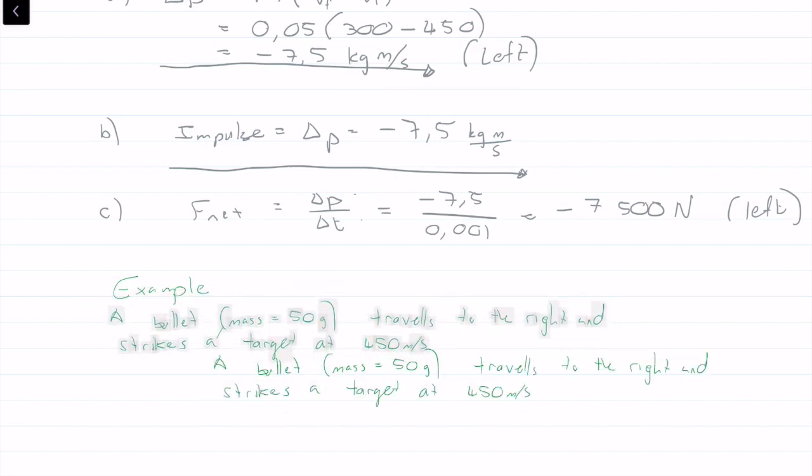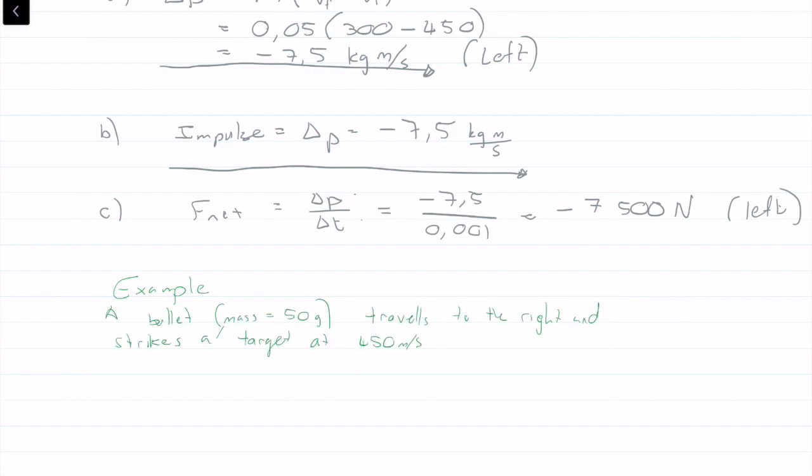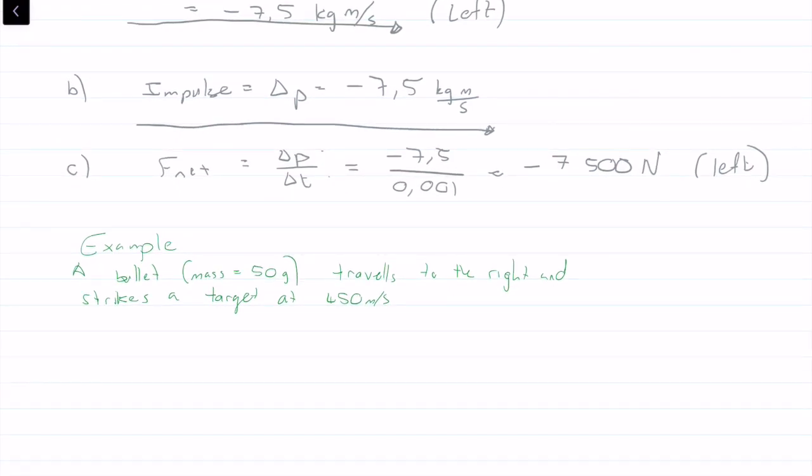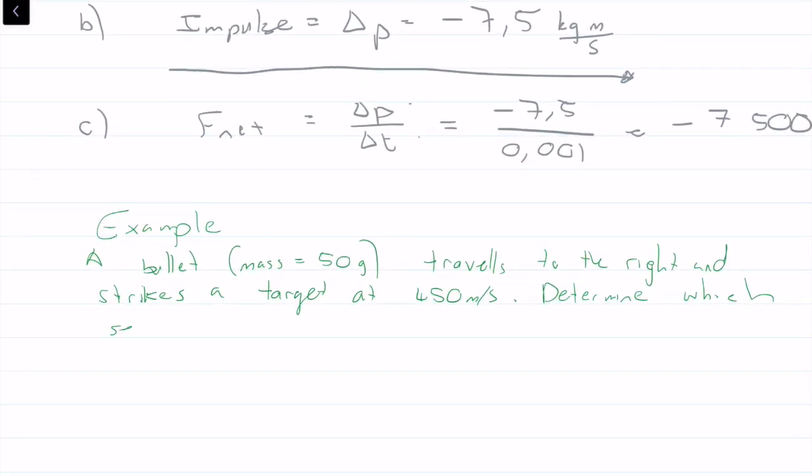Okay, so we have a very similar scenario right here. A bullet has a mass of 50 grams, travels to the right and strikes the target at 450 meters per second. We want to determine which scenario results in the greatest and least impulse.